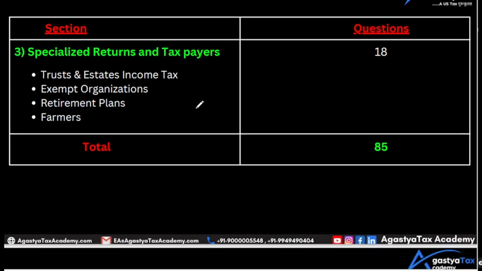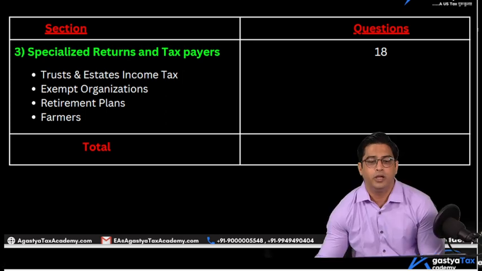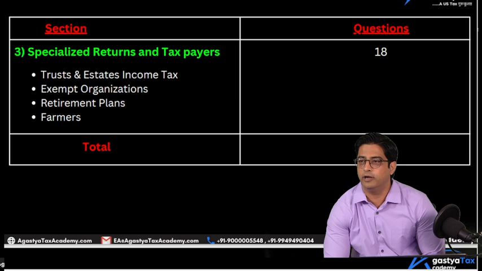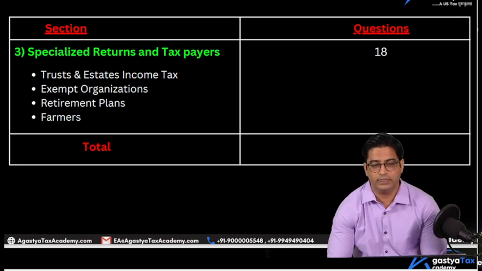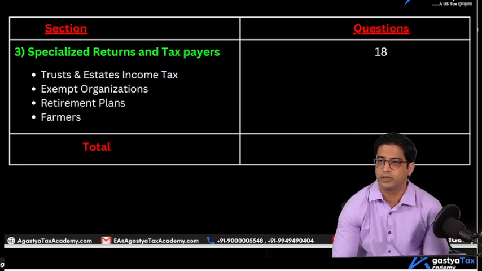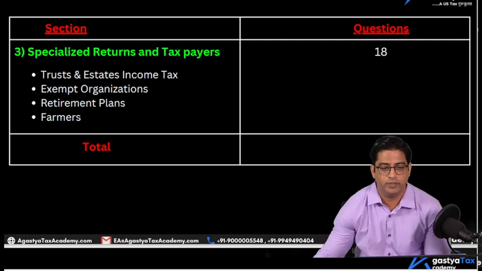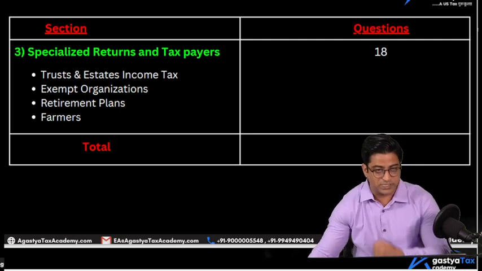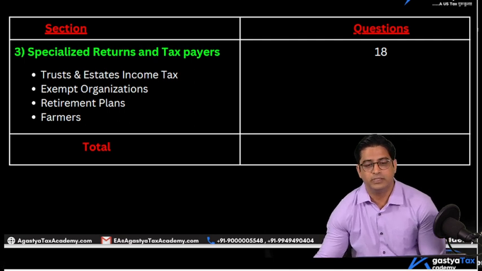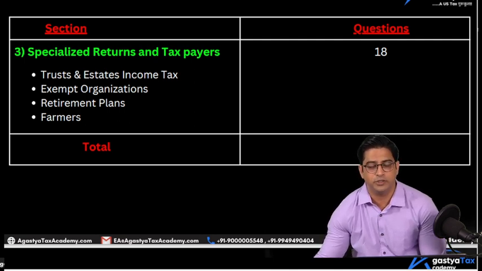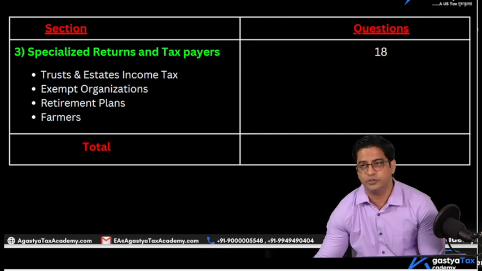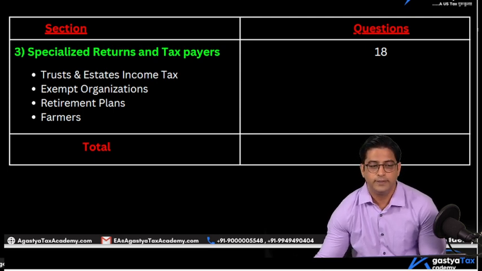So in total, we'll be getting 85. Out of 85, you'll have to get 70, right? So the others are experimental questions. 15 are experimental questions. So we need to focus on these specialized returns and taxpayers. This will be simple. These 18 questions, you'll have to target more, and then the first unit also 30 questions, 48. So the business income, assets and basis and all.